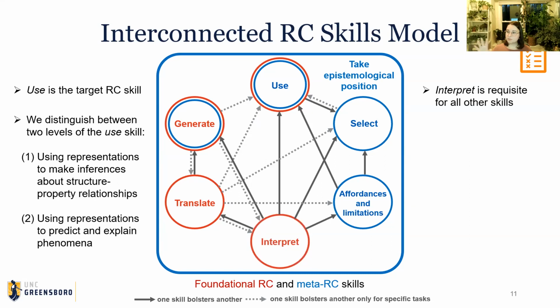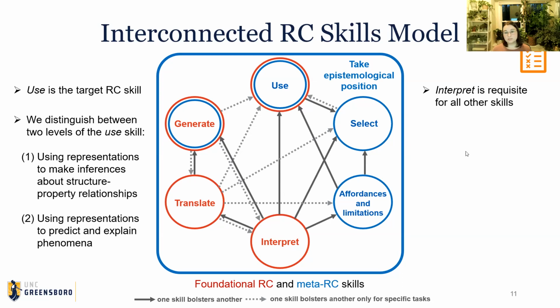So now let's jump into some of the other skills in this model. The interpret skill is at the bottom of our model, because this is the requisite for all other representational competence skills. Essentially, if you don't know how to interpret representations, you'll definitely struggle translating between representations. You'll definitely struggle in using representations to make those higher level or lower level inferences. So this ability to interpret representations is fundamental to be able to complete tasks that require other representational competence skills. And that's why all the arrows are pointing from use to the other RC skills.